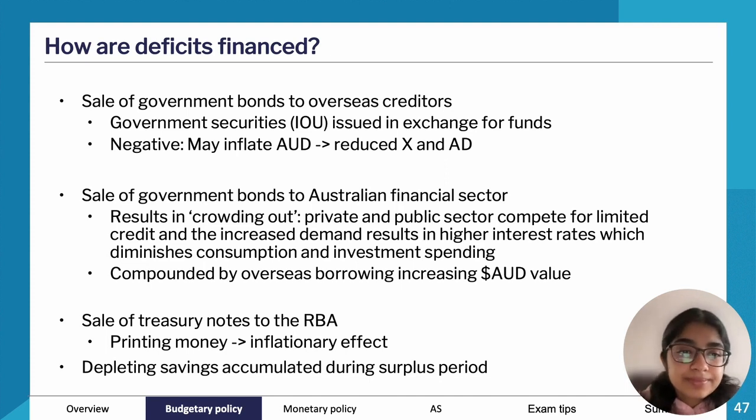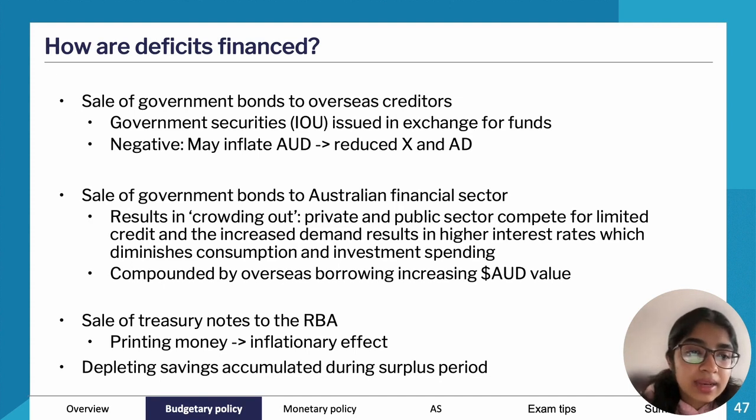Next, sale of government bonds to the Australian financial sector, so borrowing from local banks, local financial institutions. And that's what causes crowding out. So we talked about crowding out earlier. It's when the private sector and the public sector, so private and government, compete for limited credit. So this means that interest rates can increase, there's less credit in banks that people can borrow, and it can actually, in the long term, reduce consumption and investment spending.